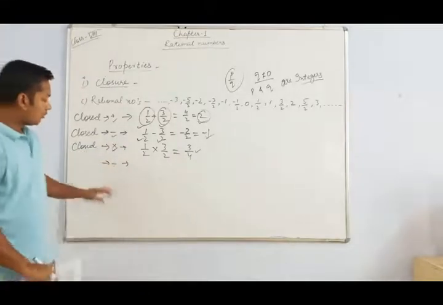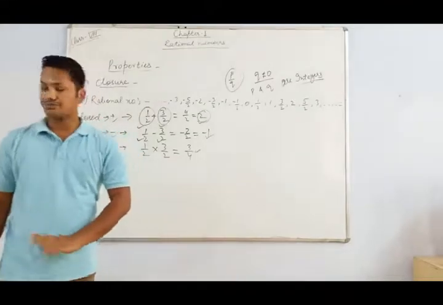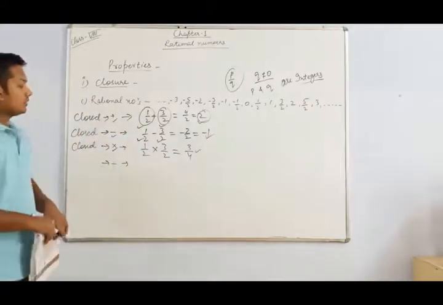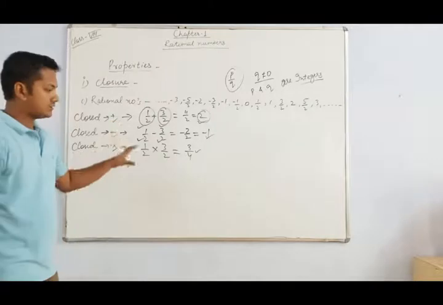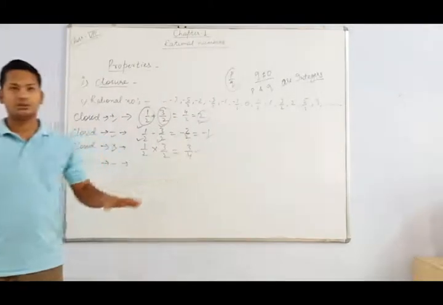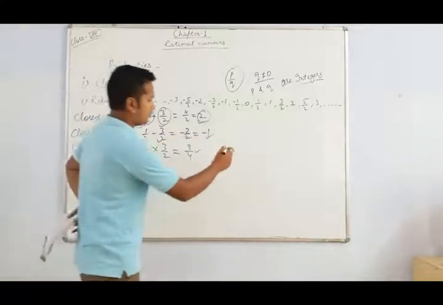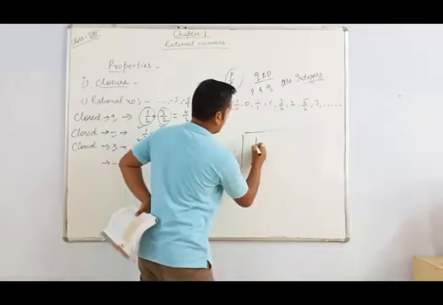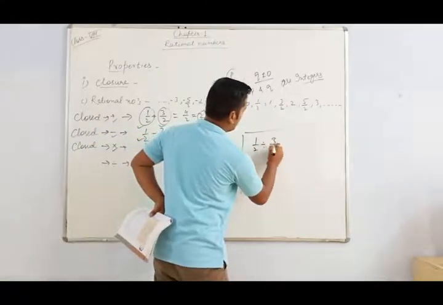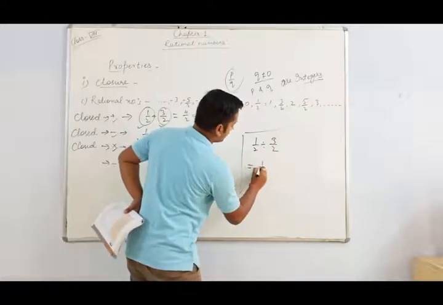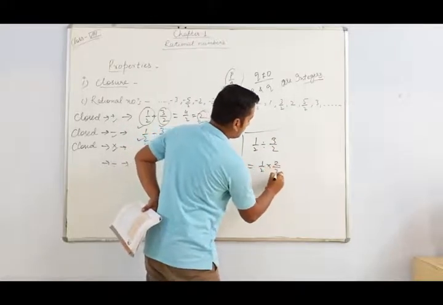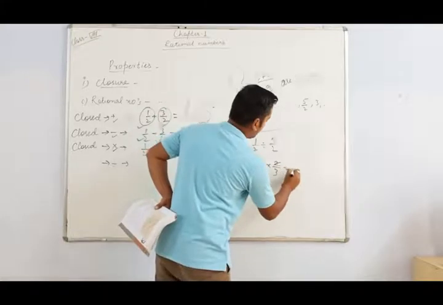So now for division, it is a unique kind of thing. Let's take one example: dividing half by 3 gives you half multiplied by 1 upon 3, so it will be giving you 1 upon 6.